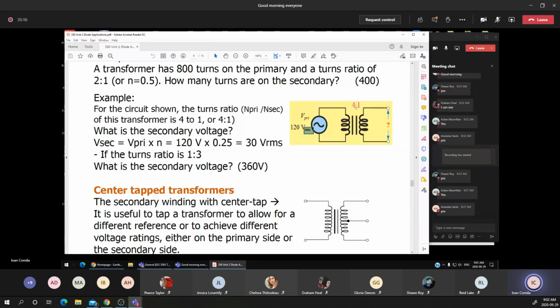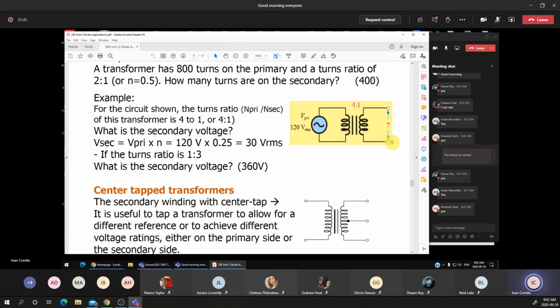Multiplying the input voltage, 120 volts, with the turn ratio 1/4, which is 0.25, makes the output voltage, or the voltage in the secondary winding, 30 volts, but that's the RMS. I'm using the RMS input voltage, so the secondary voltage will be in RMS. I mentioned this from the beginning of this course.